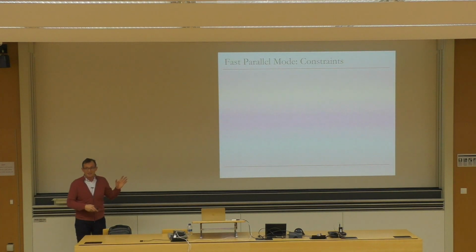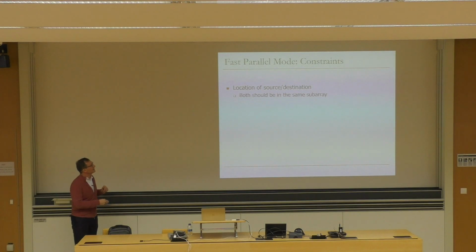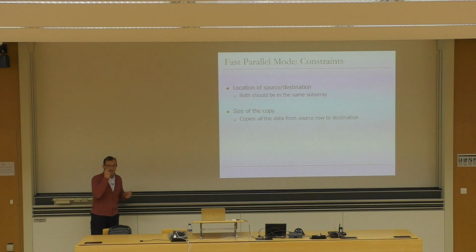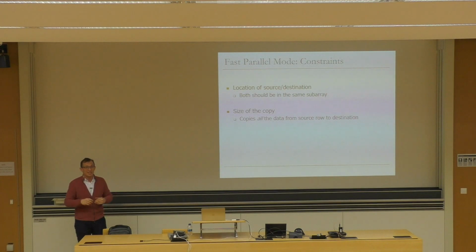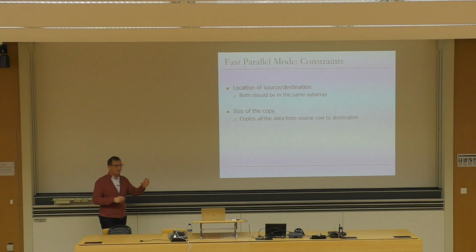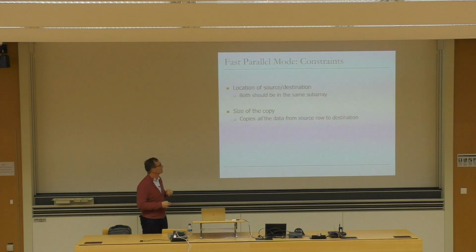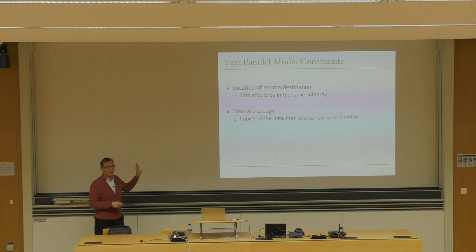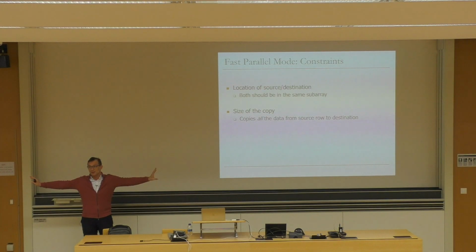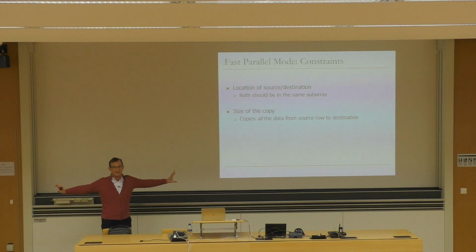So there are constraints in the fast parallel mode. Clearly, the location of source and destination both should be in the same subarray, right, to be able to do this. Size of the copy is a constraint, meaning you copy all the data from the source row to the destination. What if you want to copy a small fraction of the source row? You cannot support that in the fast parallel mode because of the nature of it, right? Whenever you activate a row, all of the cells in the same row are activated at the same time. There's no way of fixing this problem unless you change the structure of the subarray a little bit.